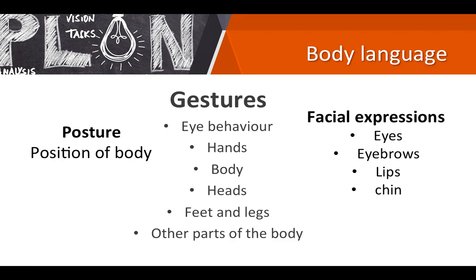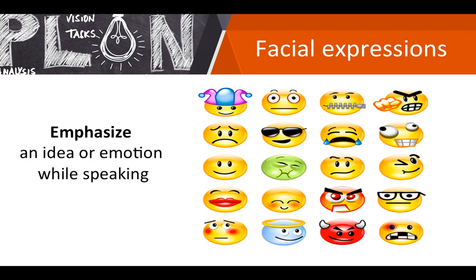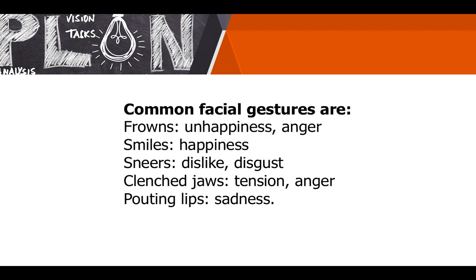Next is facial expressions. Facial expressions would refer to the movement of the eyes, whether you widen your eyes or whether you close your eyes, and then eyebrows, raised eyebrows, normal eyebrow position, lips, chin. So here are some examples of emoticons showing facial expressions that speakers use when giving a speech. Facial expressions are used to emphasize an idea or emotion while speaking.